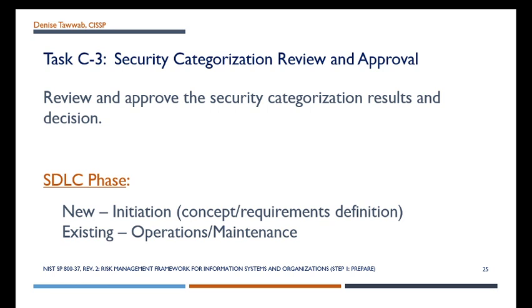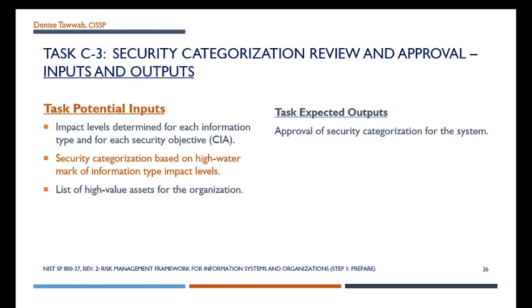In this task, you review and approve the security categorization results and decision. Your potential inputs are going to be the impact levels determined for each information type and for each security objective, the security categorization based on the high water mark of your information type impact levels, and the list of high value assets for the organization. The expected output from this task is going to be approval of security categorization for the system.